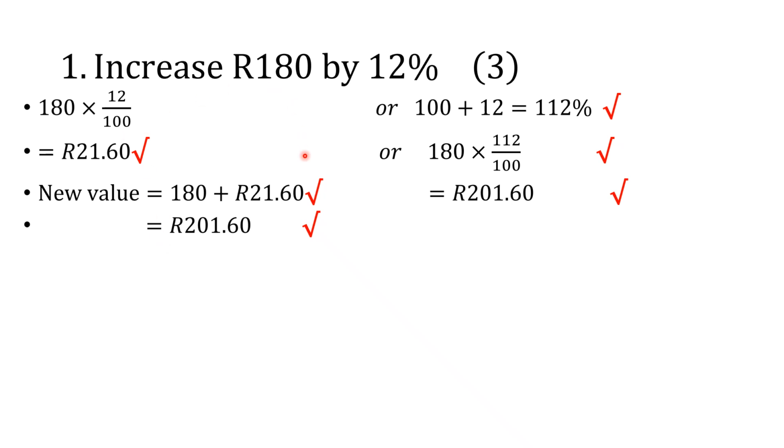Right, there is also a shorter way of doing it. If 180 is 100% of the price, if I increase it by 12%, my new price should be 100 plus 12, which gives me 112%. So I just say 180 times 112 divided by 100. That also gives me 201 Rand 60. So 1 mark for 112, another mark for dividing by 100, and method and answer 201.60.